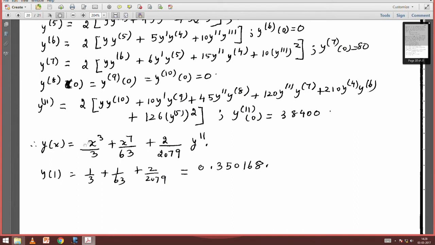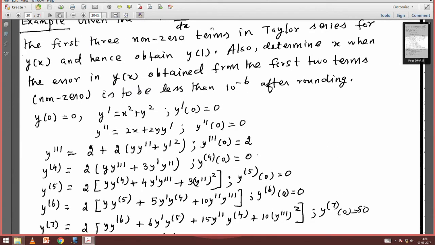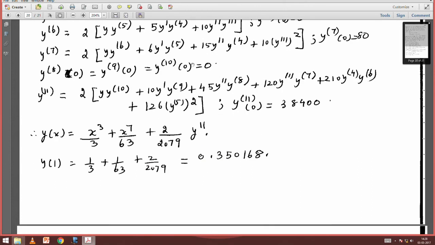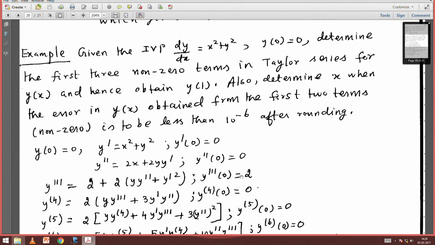So, we want the solution at 1, that is the problem. Take the first three non-zero terms in the Taylor expansion, obtain y at 1. So, we evaluate y at 1 and that turns out to be this quantity. So, we have completed the first part. The next part says, determine the values of x when the error in y of x obtained from the first two non-zero terms is less than 10 power minus 6 after rounding.